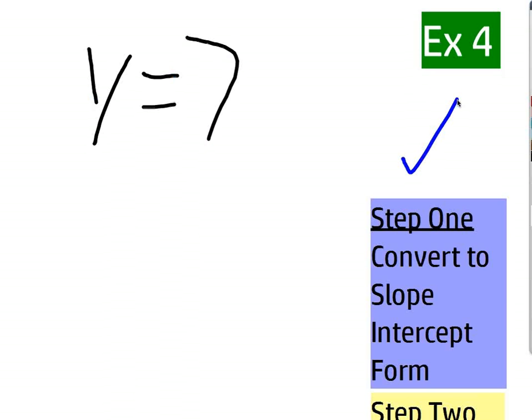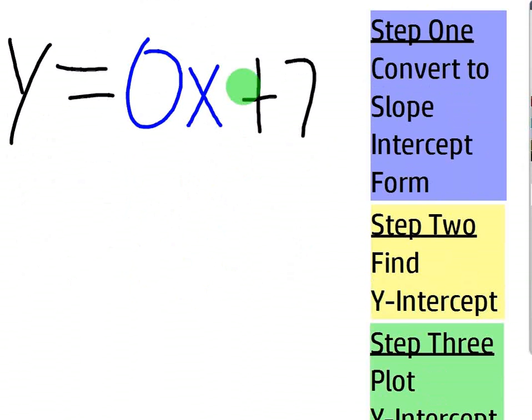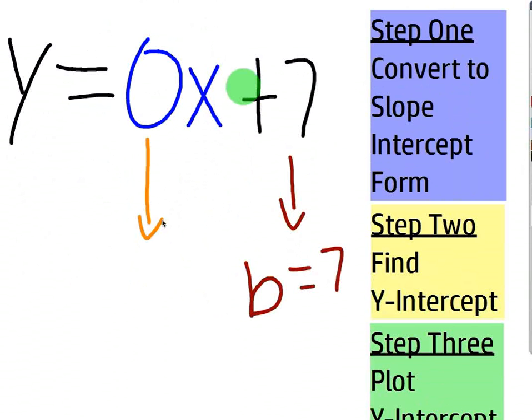Okay. Y equals 7. Let's go ahead and convert this to slope-intercept form. This is what I told you guys. Now you don't necessarily have to convert it, but if there's no x there, you can put a 0 before an x and then pull the 7 down, just like that. Okay? So that automatically tells you that the y-intercept is what? No, the y-intercept is 7. The slope is 0. So your answer is 0.